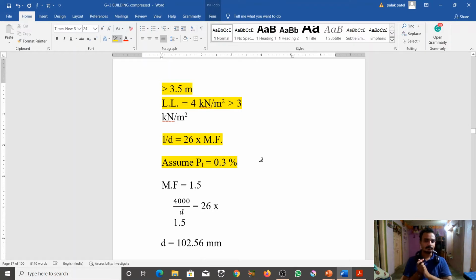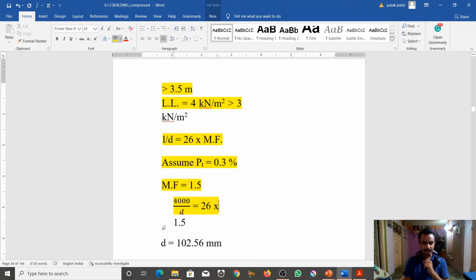Next, we assume the percentage of steel, pt, as 0.3%. The modification factor MF is 1.5. I explained all these things in detail and I will not repeat them. You will understand easily how we find the modification factor from IS 456:2000, page number 38. There is a graph which gives the modification factor against percentage of steel. You can calculate easily: MF is 1.5.